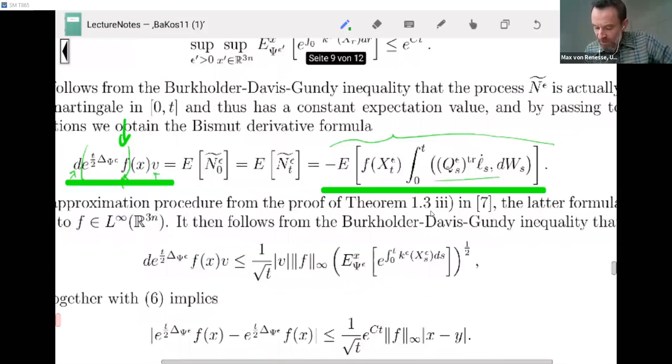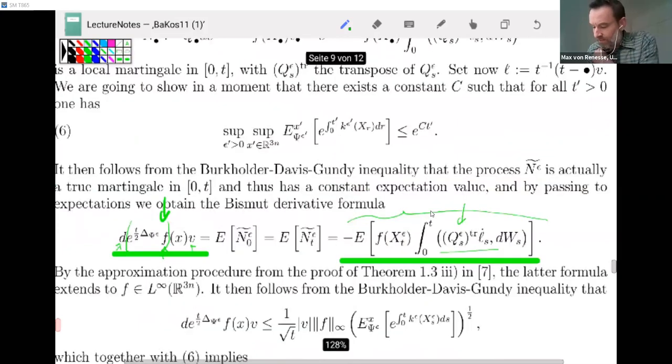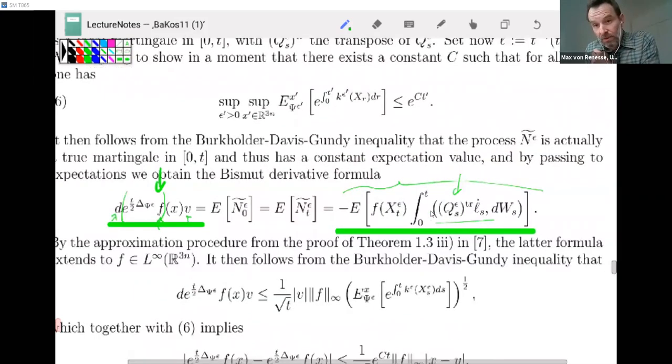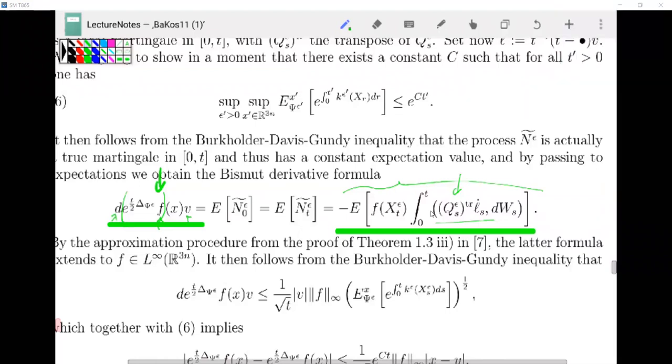I should probably say, in the case when you have just Brownian motion, then here you would just have Brownian motion. This would be a conventional integration by parts formula, as in Malliavin calculus. Suppose you have no potential, then this is just precisely integration by parts on path space.